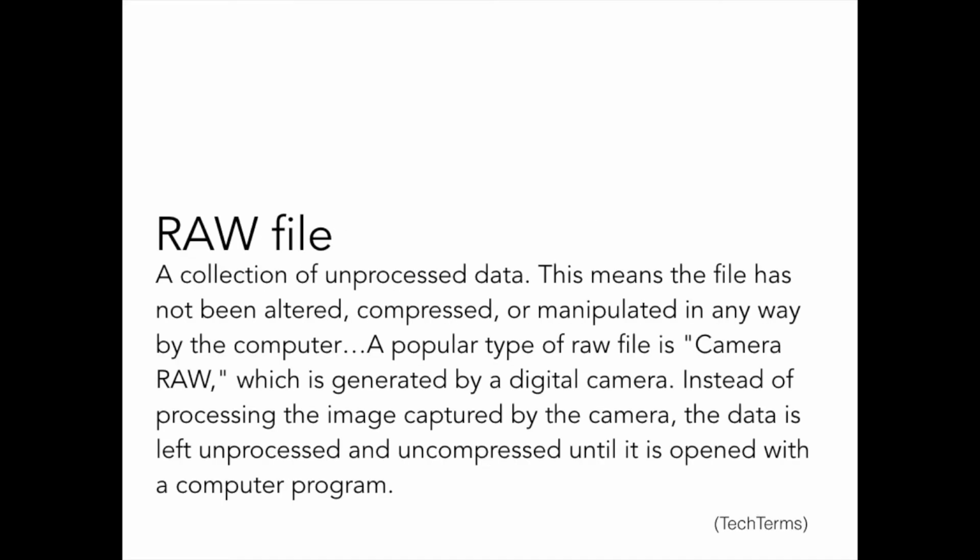A raw file is a collection of unprocessed data. This means the file has not been altered, compressed, or manipulated in any way by the computer. A popular type of raw file is camera raw, which is generated by a digital camera. Instead of processing the image captured by the camera, the data is left unprocessed and uncompressed until it is opened with a computer program.